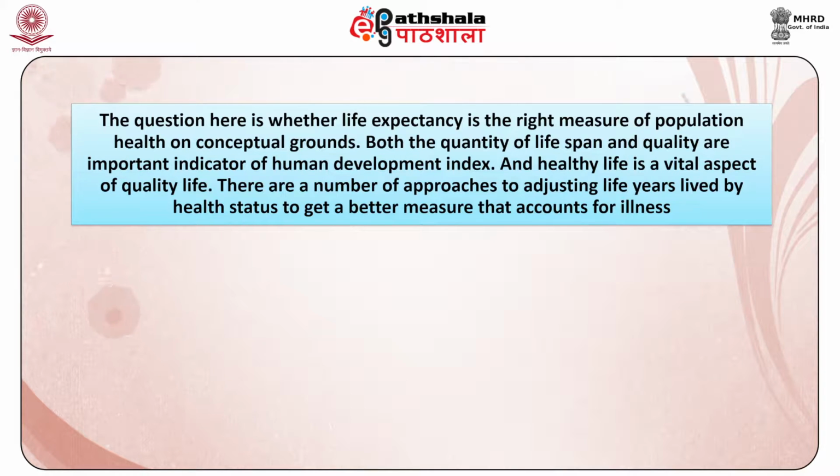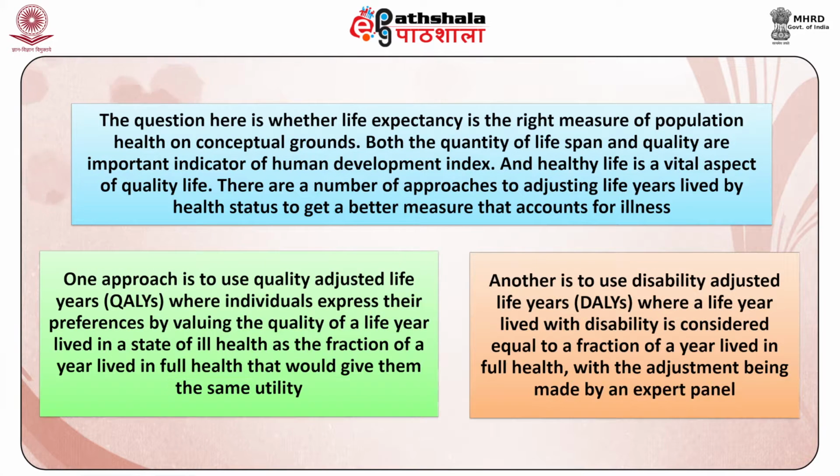There are a number of approaches to adjusting life years lived by health status to get a better measure that accounts for illnesses. One approach is to use quality adjusted life years, QALYs, where individuals express their preferences by valuing the quality of a life year lived in a state of ill health as the fraction of a year lived in full health that would give them the same utility.